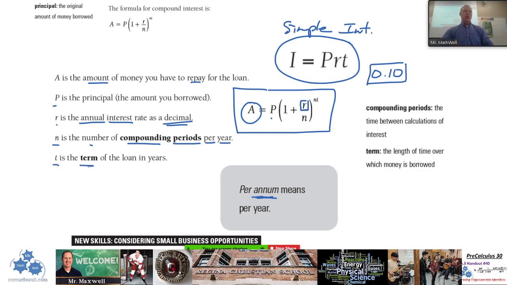And T is the term of the loan in years. So that's the total amount of time that this loan covers before it's all paid back. That's where this little exponent comes from. It's the number of compounding periods per year times the number of years. That gives you the total compounding periods. So if you understand that formula, it should be pretty easy to just plug the numbers in.